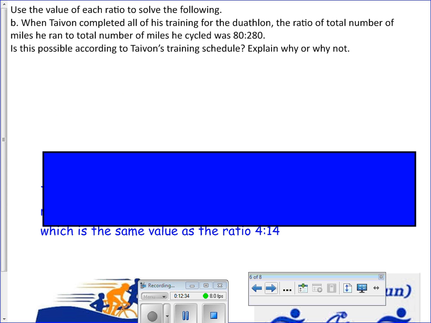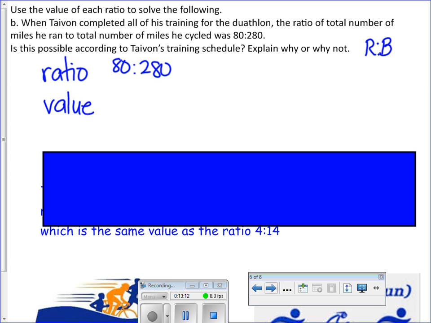So use the value of the ratio to solve this problem. When Tavon completed all of his training for the duathlon, it's duathlon day, he put in the work, he's ready to go. The ratio of total number of miles he ran to the total number of miles he cycled was 80 to 280. So we're still looking at running to biking. So what is his value? 80 to 280. But we don't want to leave it like that. I could immediately divide them both by 10. Then I can reduce both. So the value of his total training is 2/7.